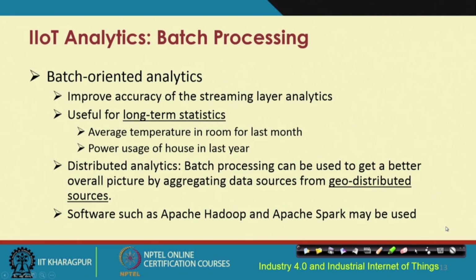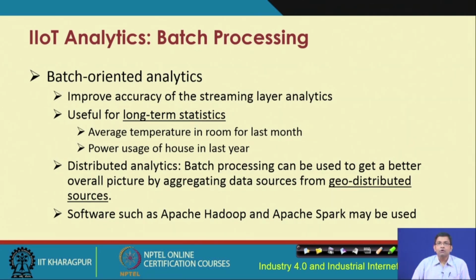Batch processing might also be a requirement. Batch processing basically talks about getting a lot of data, executing those data, analyzing those data for long term statistics in batches, right. For example, the average temperature of a room for the last 1 month. That is some kind of batch processing which will give you some kind of long term statistics, or the power usage of a house in the last year.